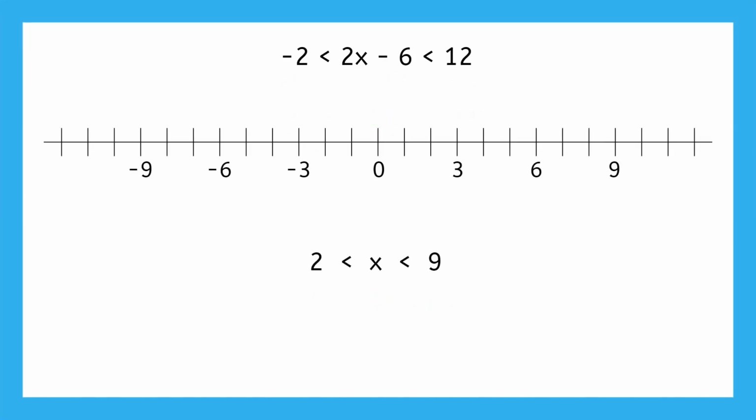So we said that x has to be above 2 and less than 9. So our solutions are between 2 and 9. We exclude 2 using an open point, because if x was 2, then it wouldn't be greater than 2. And we use an open point for 9 because if x was 9, it wouldn't be less than 9. But any other number between 2 and 9 works.